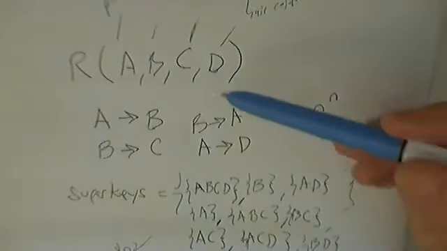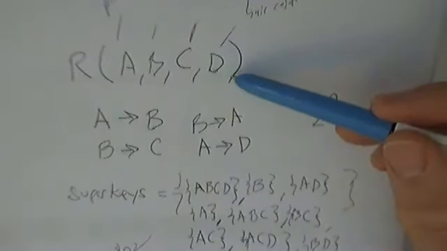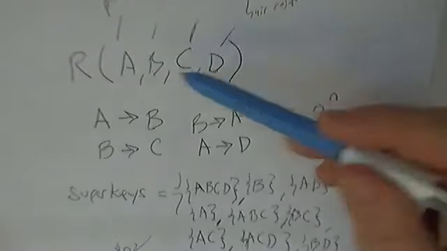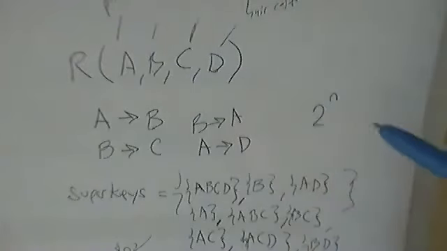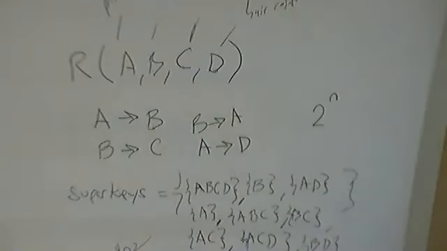So I'll never give you 10 attributes and say, give me all the super keys, because you could potentially be looking at 1,024 possible combinations. It would be a miserable kind of question to ask. But even with 4, it's getting a little bit out of control.